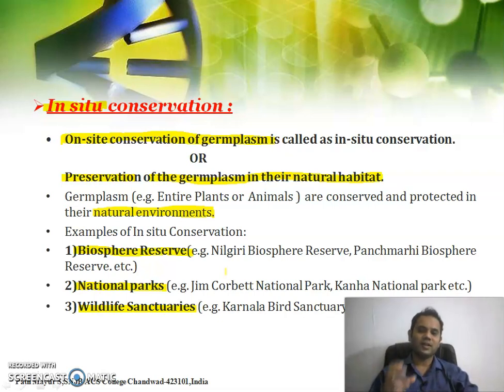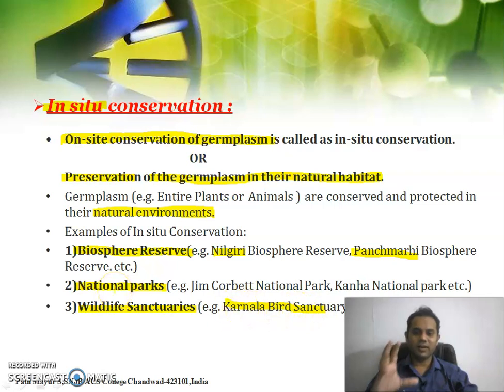In that fashion, all these laws are framed and all these protected areas are created so as to preserve the biodiversity. In Biosphere Reserves you might know the Nilgiri Biosphere Reserve, then Pachmarhi Biosphere Reserve in MP. Then Jim Corbett National Park in Uttarakhand, Kanha National Park is there, and among wildlife sanctuaries, Karnala Bird Sanctuary is there.